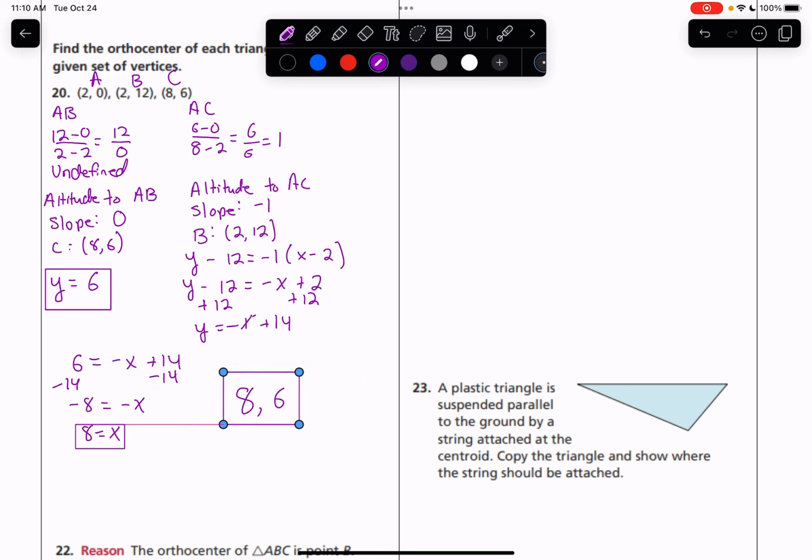Perfect. Oops. There is some heavy rain going on.